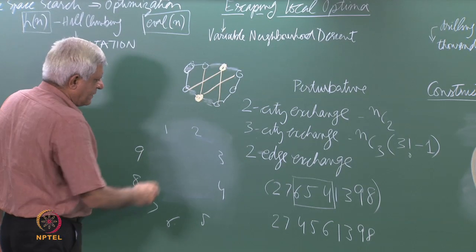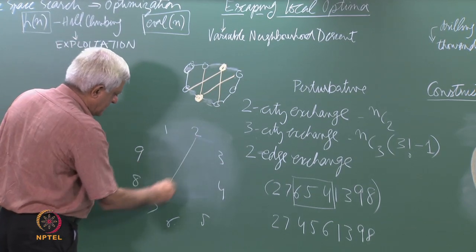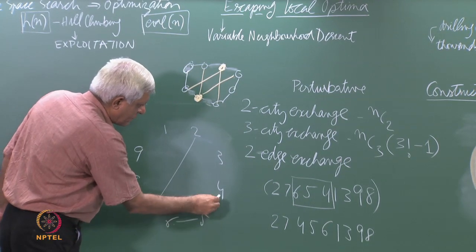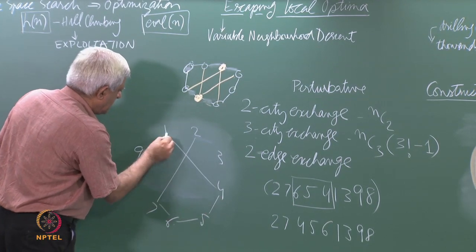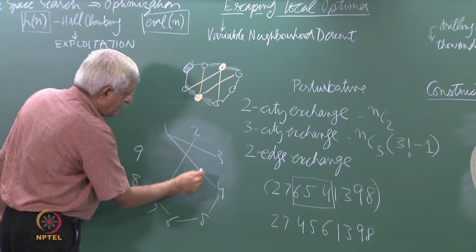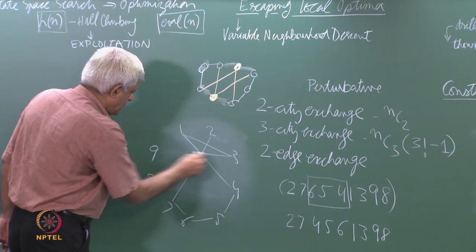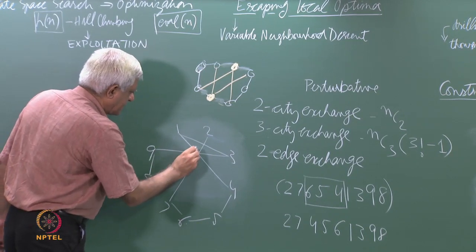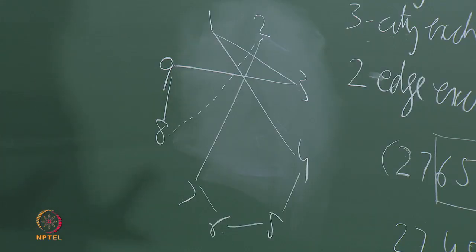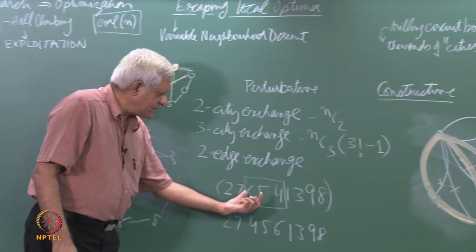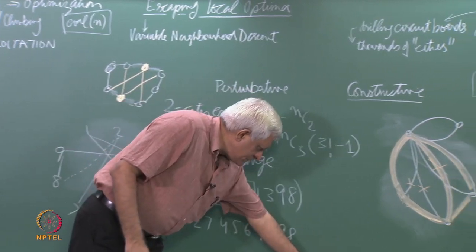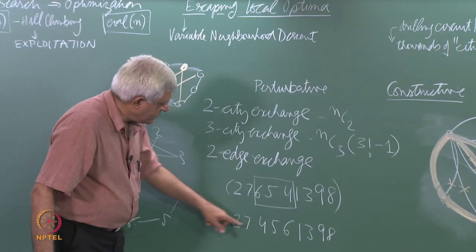This is my cities. So, I go from 2 to 7, 7 to 6, 6 to 5, 5 to 4, 4 to 1, 1 to 3, 3 to 9, 9 to 8 and 8 back to 2. That is the last step. This is the tour that I started with. Now, I am saying just rotate this substring 654 and that gives me this tour 2 7 4.